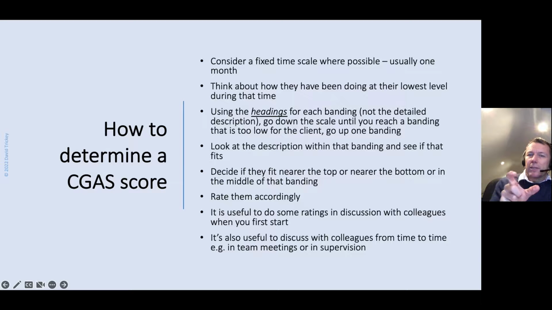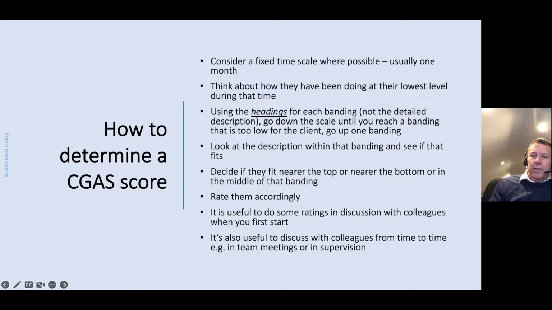And then you use those headings that I showed you for the bandings, not the detailed description. And sometimes it's best to work your way down the scale until you reach a banding that is too low for your client. And then you go up 1. And then you look at that description within that banding and see if it fits. And then you decide, are they nearer the top or nearer the bottom or roughly in the middle of that banding? And then you rate them accordingly. I'm going to give you some examples of this in a moment.